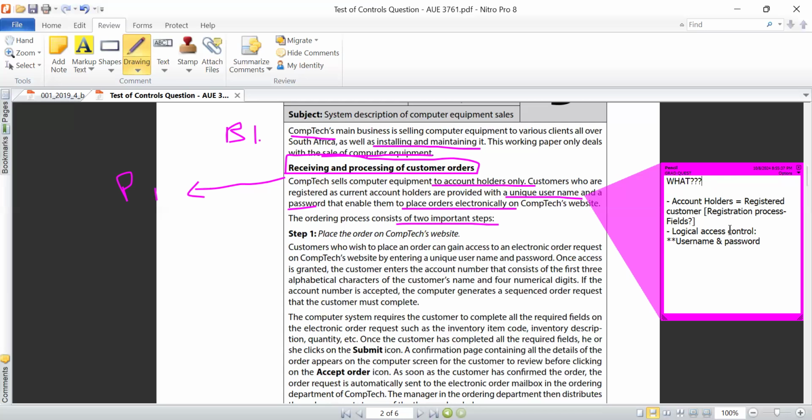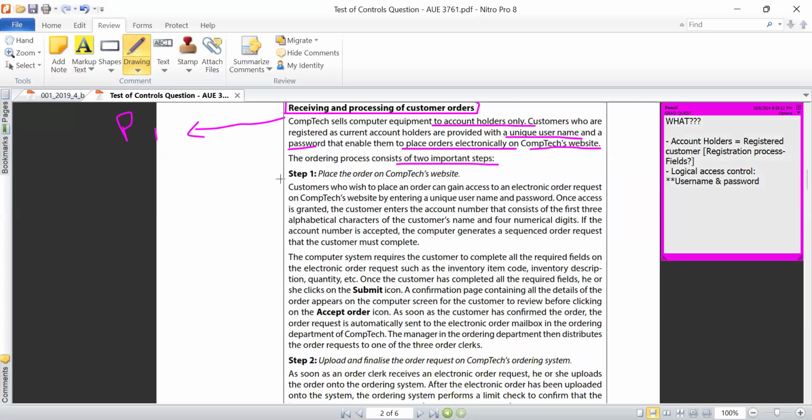Yes. Okay. Right. And then, of course, they mentioned a unique username and password that enable them to place orders on CompTech's website. And I want you to notice this is a computerized environment, and it's happening in real time. Why? Because there's a website. If you're online, normally information gets processed in real time. But now let's look into the process. We're still going to come back to this.